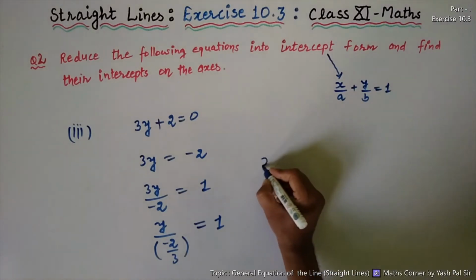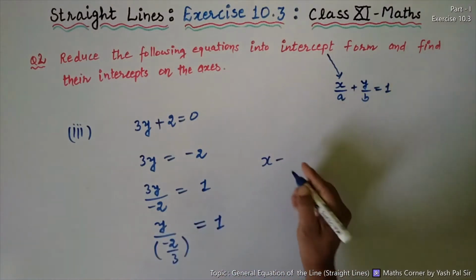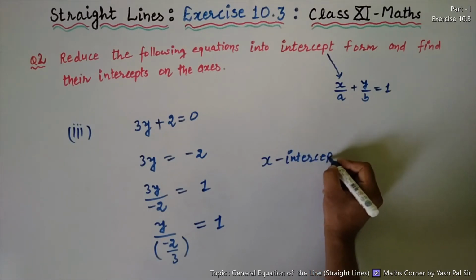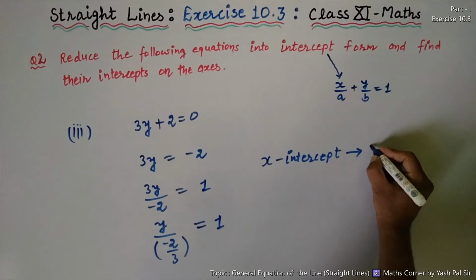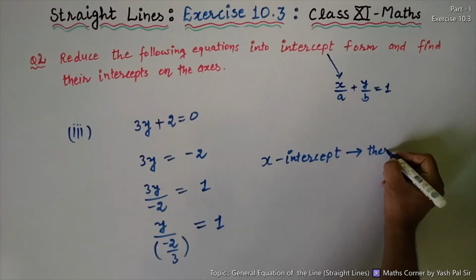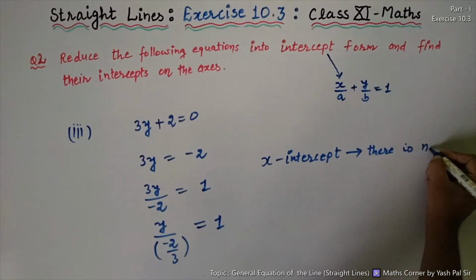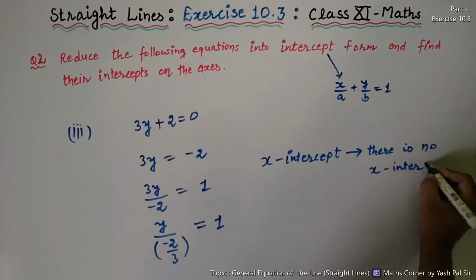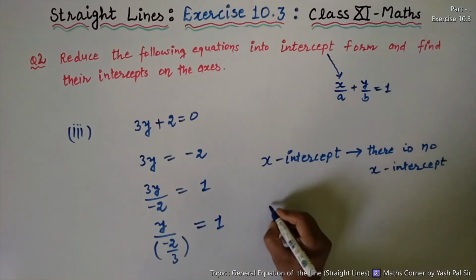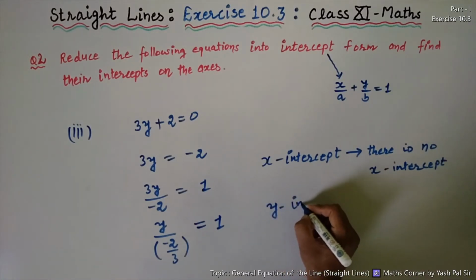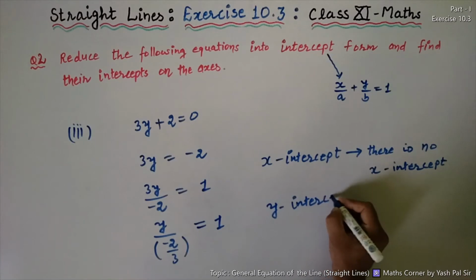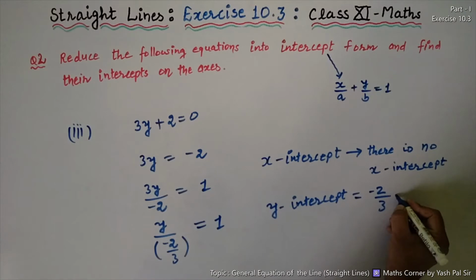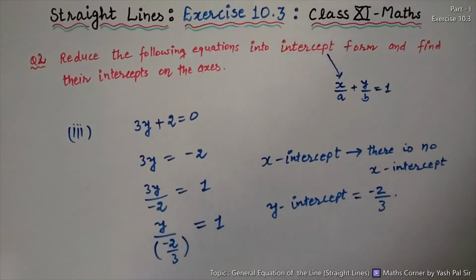So I mean to say here there is no x-intercept. What about the x-intercept? There is no x-intercept. But the y-intercept is equal to minus 2 upon 3.